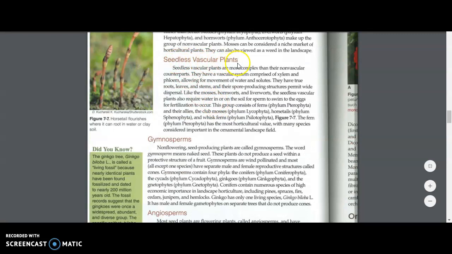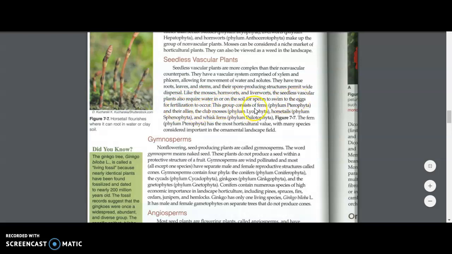Seedless vascular plants. Seedless vascular plants are more complex than their non-vascular counterparts. They have a vascular system comprised of xylem and phloem, allowing for movement of water and solutes. They have true roots, leaves, stems, and their spore-producing structures permit wide dispersal. Like the mosses, hornworts, and liverworts, the seedless vascular plants also require water in or on the soil for sperm to swim to the eggs for fertilization to occur.